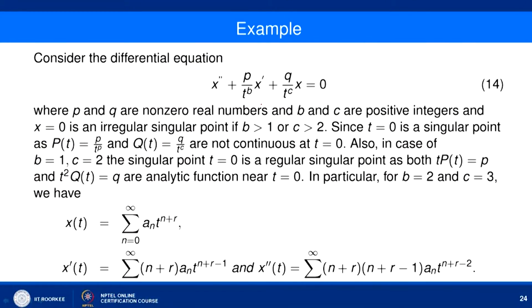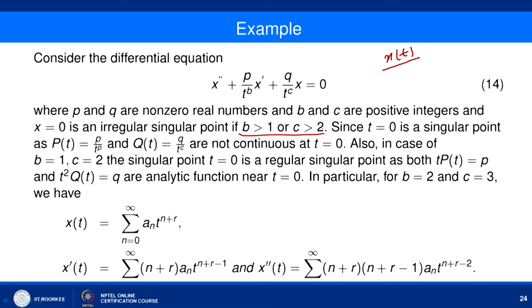So let us consider the differential equation x double dash plus p divided by t to the power b x dash plus q by t to the power c x equal to 0. Here our unknown variable is x, and the independent variable is t, so we are writing our equation like this, x of t. Here p and q are non-zero real numbers and b and c are positive integers, and t equal to 0 is an irregular singular point if b is greater than 1 or c is greater than 2.